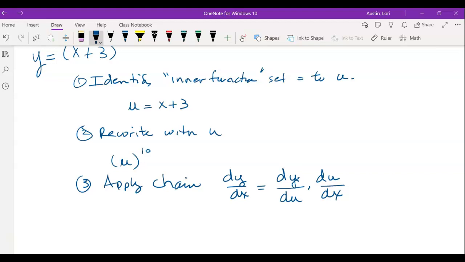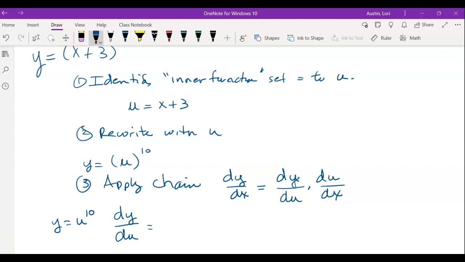Let's start with dy du. So my y, which was x plus 3 to the 10th, is now u to the 10th. So dy with respect to u, if y is u to the 10th, so what's the difference between dy dx and dy du? It's the variable we're using, right? This dy is now done with respect to u. So that means I can come over here and just apply my power rule.